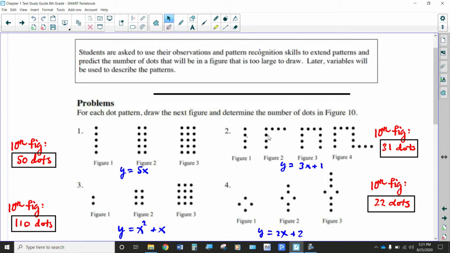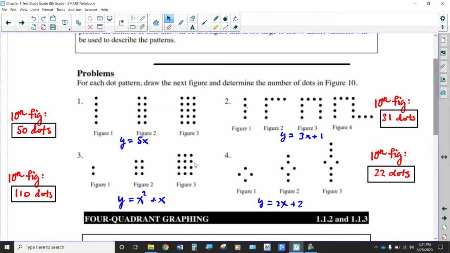In this situation, they seem to be growing by 3 every single time. And so it turns out the rule is 3x plus 1. If you went back to your figure 0, you'd take away 3. So you'd start with 1, and then every figure number is increasing by 3. So the 10th figure would be 3 times 10 plus 1 is 31. Okay? This one, I imagine, would have been very, very tricky to try and figure out what the 10th figure was.